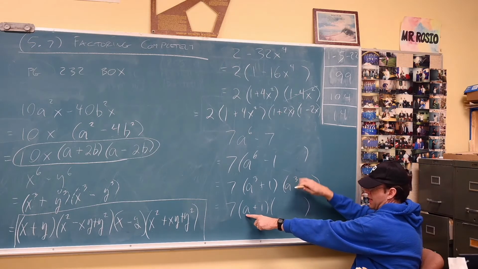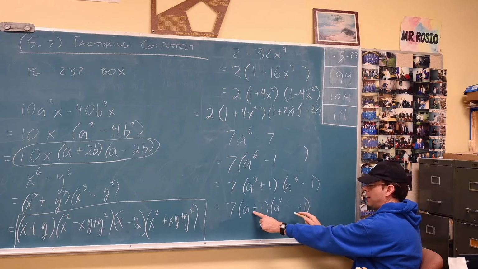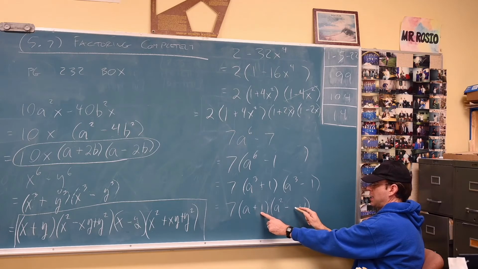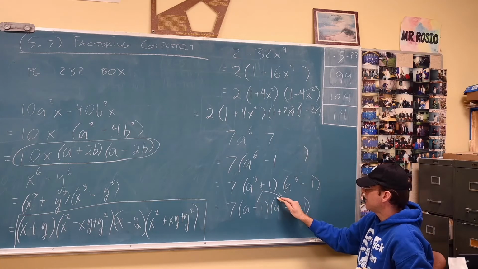First times itself is a squared. Last times itself is a 1. Middle was a different sign. And a 1 times a. This became those.